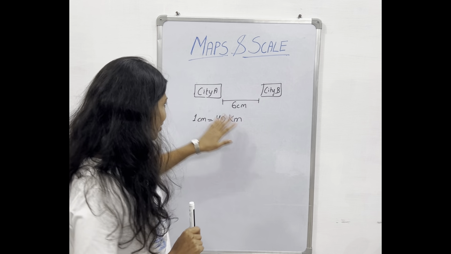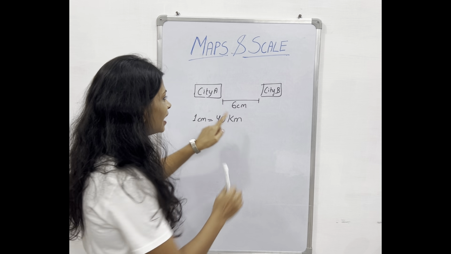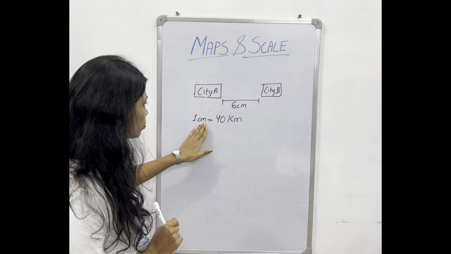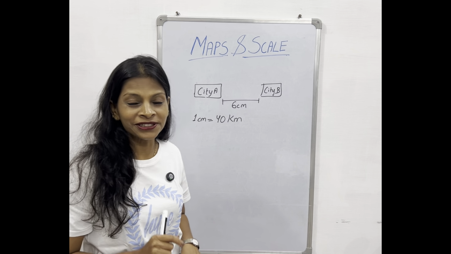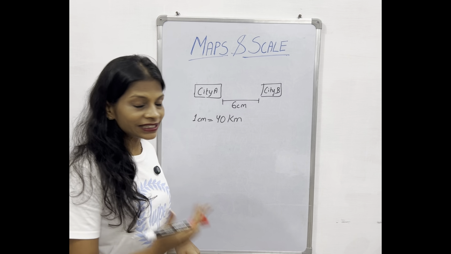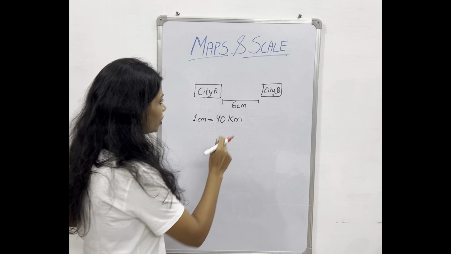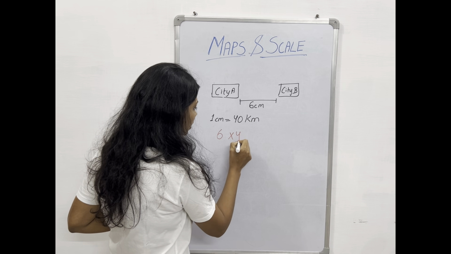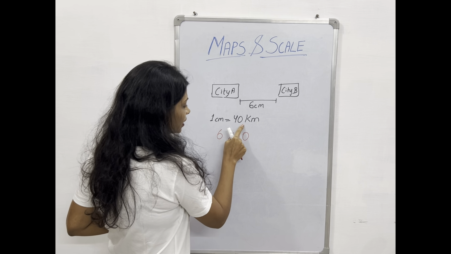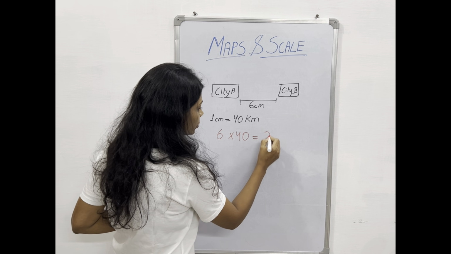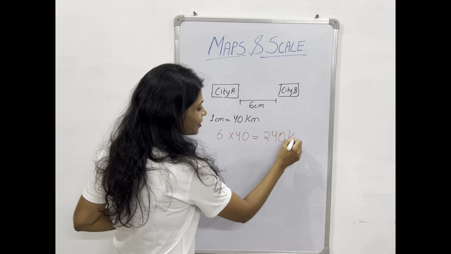Next example. On a map, city A and city B have a distance of 6 centimeters in between, and the scale of the map is 1 centimeter equals 40 kilometers. So what will be the actual distance between these two cities? To find the actual distance, I will multiply 6 by 40. Since 1 centimeter is 40 kilometers, therefore 6 centimeters will be 6 times 40 kilometers, which is 240 kilometers.